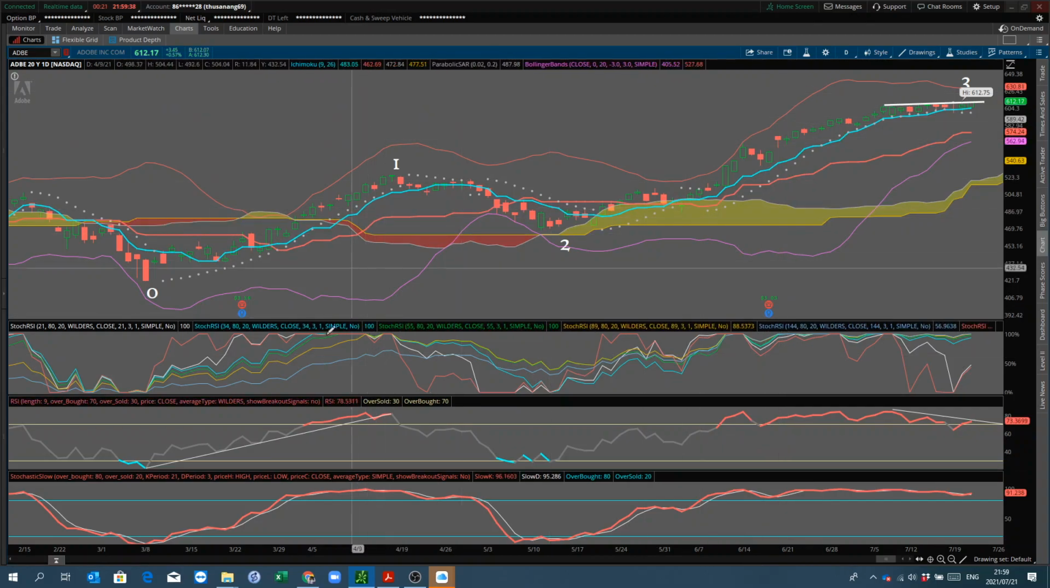That's where you need to solve the problem. When it crosses up there, and the stochastic crosses up, what mechanism do you use to determine the trend? That's where I use parabolic SAR, these dots, and the Tenkan and Kijun.